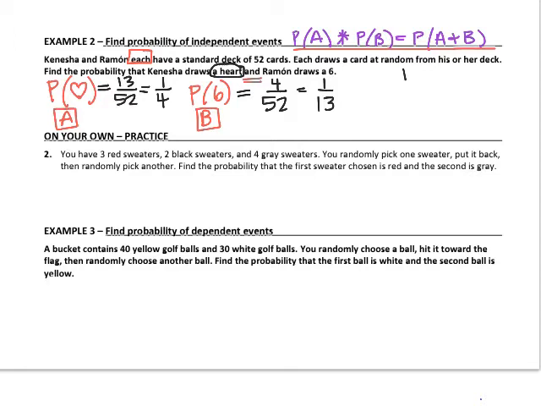So over here, we're just going to multiply the two probabilities together. The probability of A times the probability of B, and that's going to give us the probability of both people drawing those specific cards out. And now if we take our calculator and divide 52 into 1, so just type in 1 divided by 52, that's going to equal 0.019, or in other words, it's a 1.9% chance that Kanisha will draw a heart and Ramon will draw a 6.